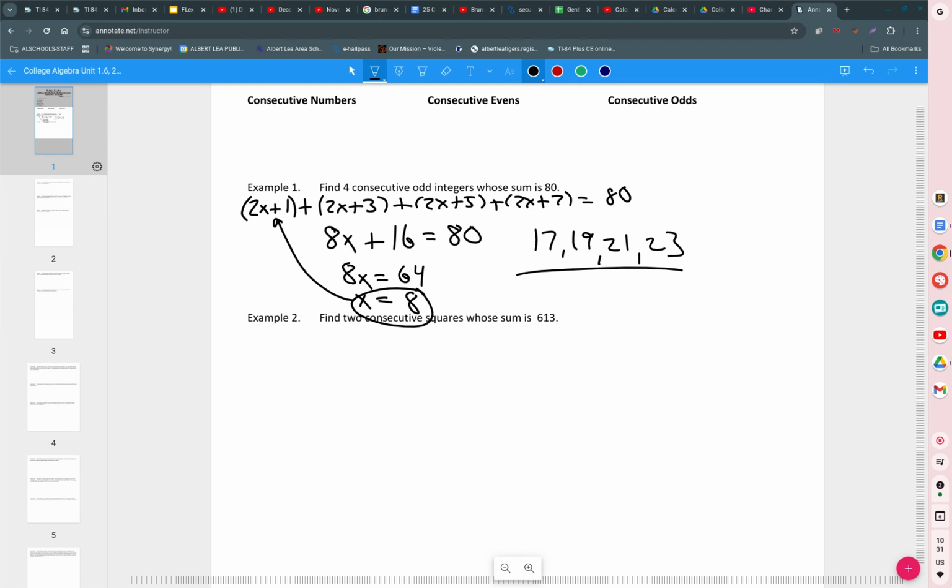So again, if you find 17, 19, 21, 23, I'll give you a point. But having an equation that models it and finding x, that's where you get your second, third, and fourth point. So I need to see those. So simply just a guess and check, we're not gonna do that.